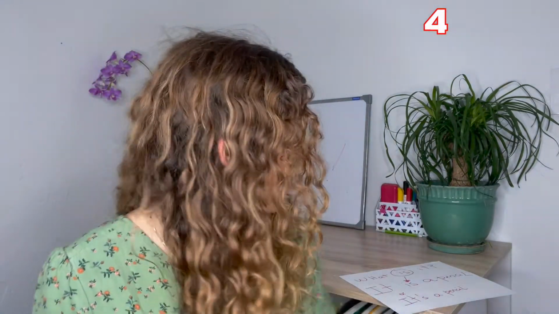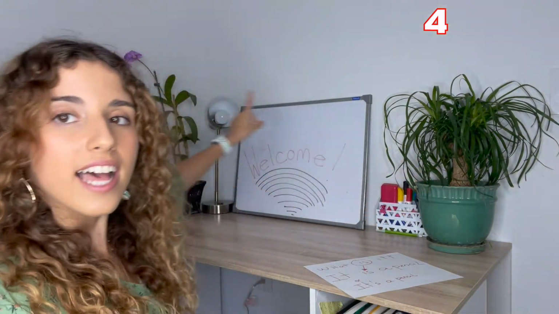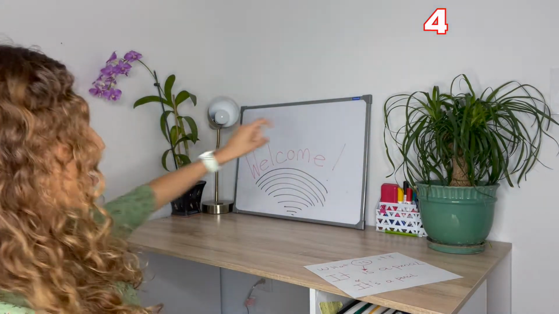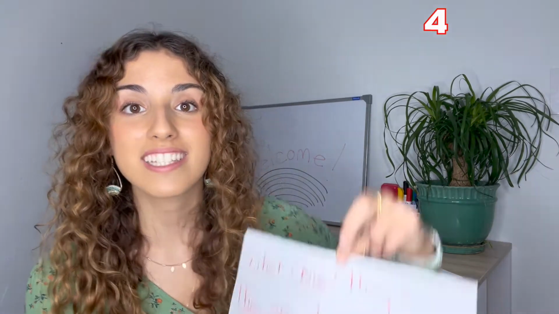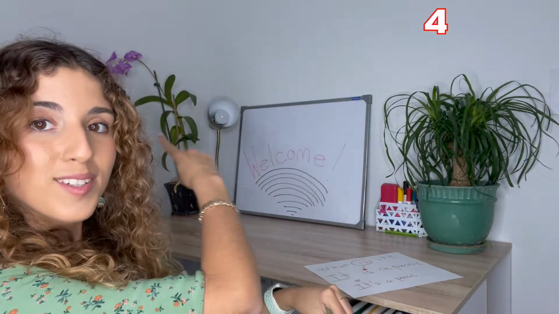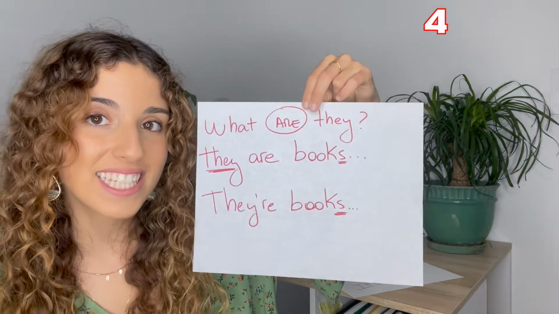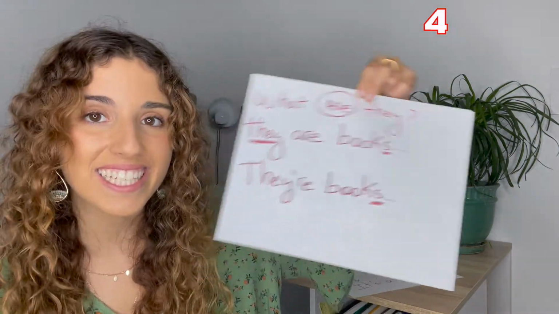And lastly, this and that. This and that. What would I ask? Correct. What are they? I have two plants. 1, 2. They are plants. They're plants.